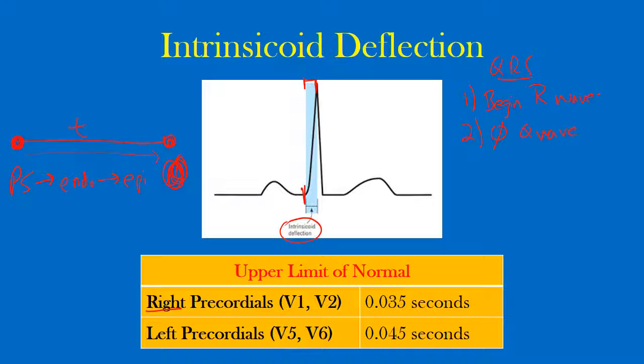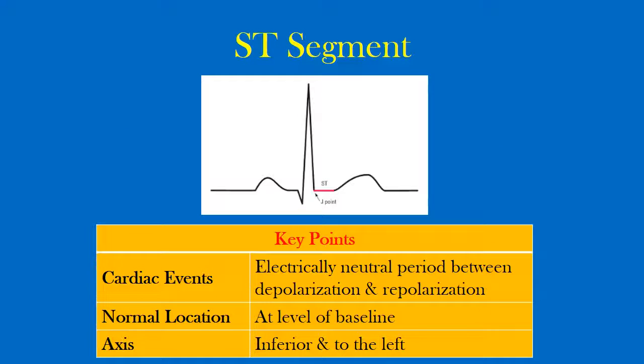Anyways, don't get held up on this topic. Just remember, if the muscle is thicker or conduction to the muscle is impaired, the intrinsicoid deflection may be prolonged. That's more than you have to know at this point, and all we will say about the QRS complex for now. Let's move on to the ST segment.